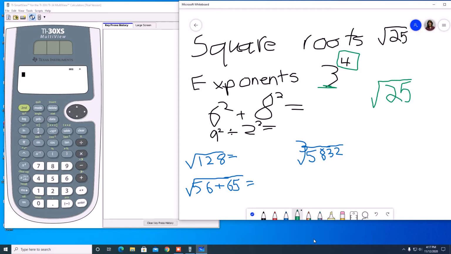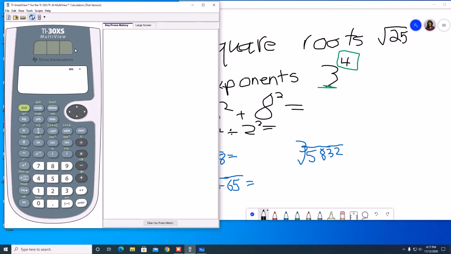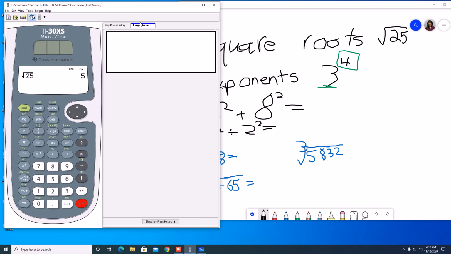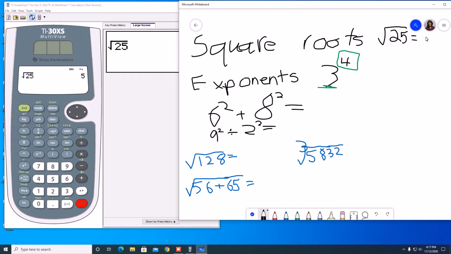And so what you do to put a square root in, you go to your calculator and you hit the second button and then the x squared button, because you can see the square root symbol is in green above that button, so that means we have to hit the second button to get that. And then, so we want to get the square root of 25, so we hit 25 and then enter, and we get 5. So 5 is our answer. So the square root of 25 is 5.